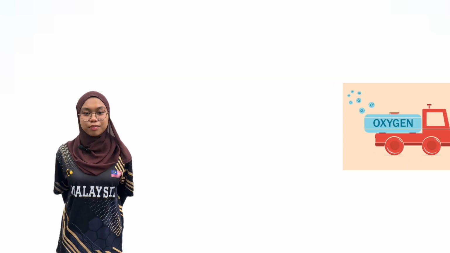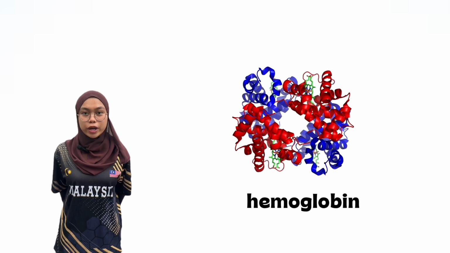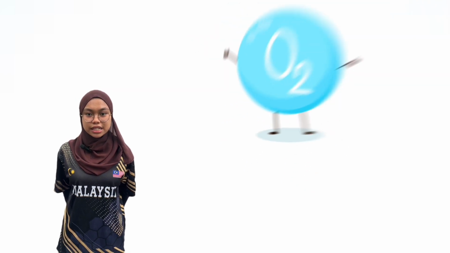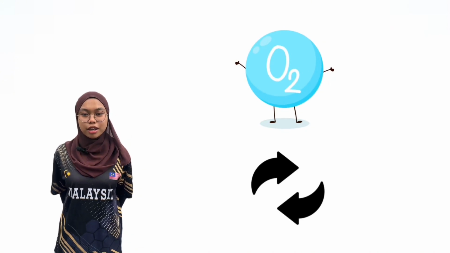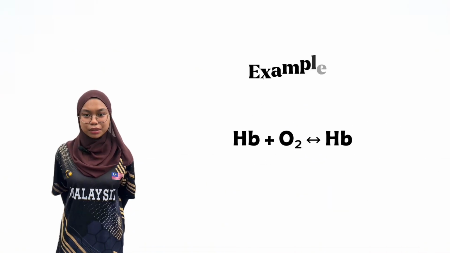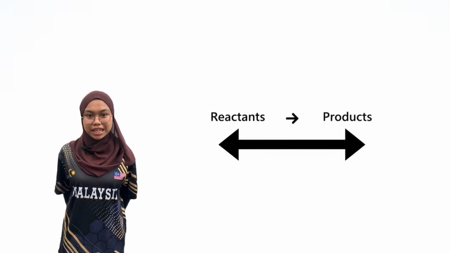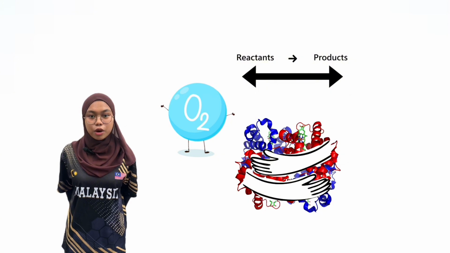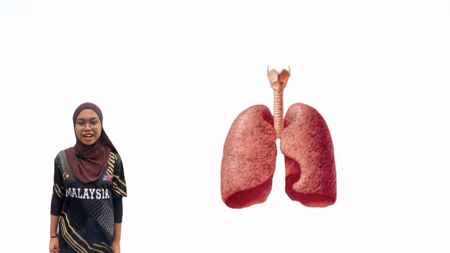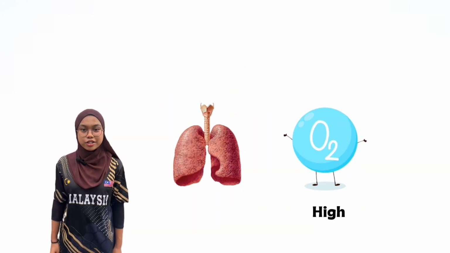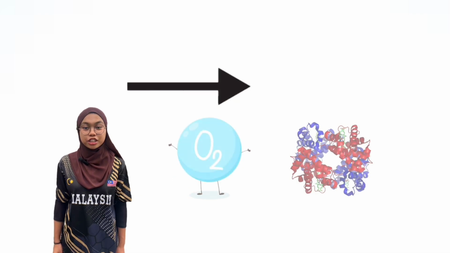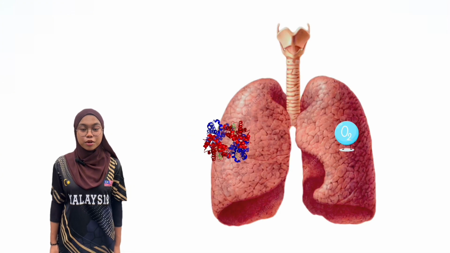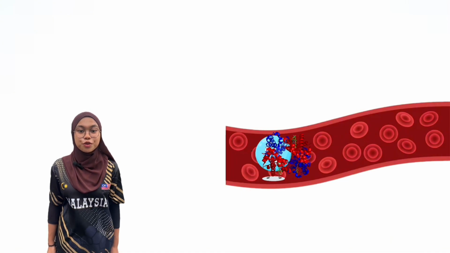Oxygen is transported in the blood by a protein called hemoglobin, which is found in red blood cells. Hemoglobin has the ability to bind oxygen in a reversible manner. The binding of oxygen to hemoglobin is an example of chemical equilibrium. This means that oxygen can bind to hemoglobin and also be released from it, depending on the surrounding conditions. In the lungs, the concentration of oxygen is high. Because of this, the equilibrium shifts in a direction that favors oxygen binding to hemoglobin. As a result, hemoglobin efficiently picks up oxygen in the lungs and carries it through the bloodstream.